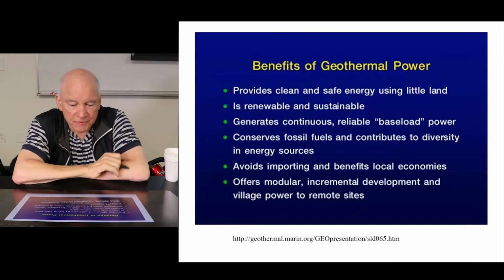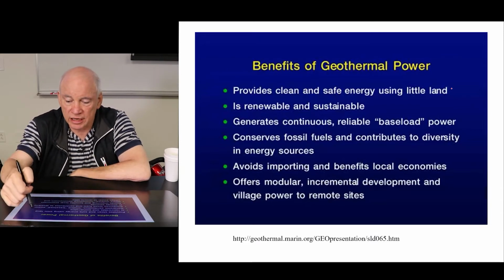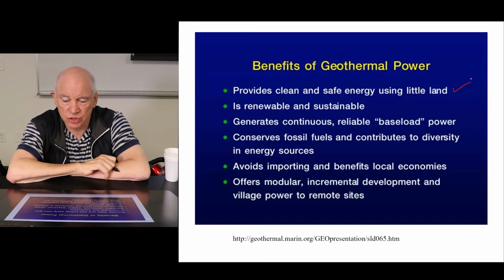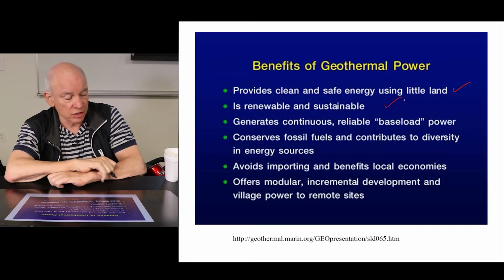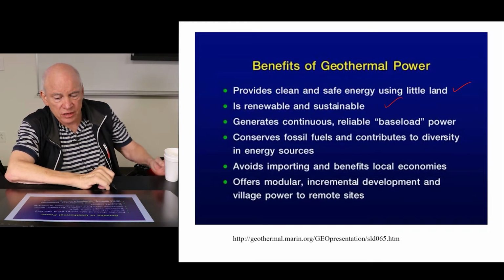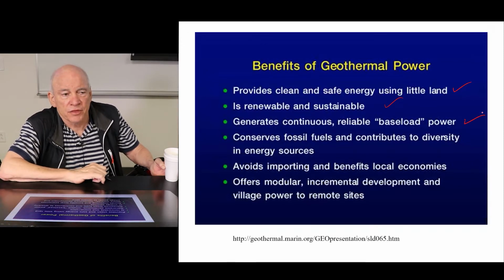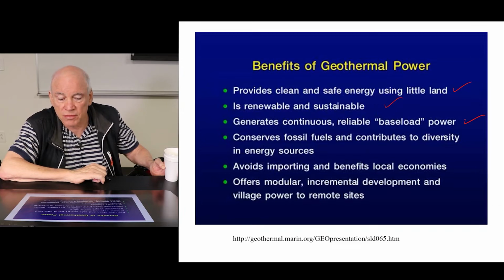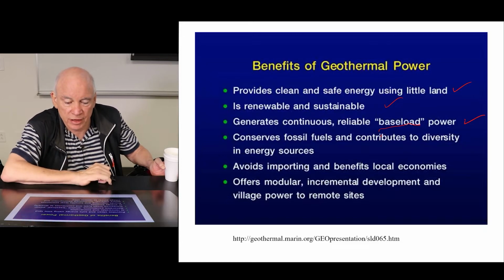So the benefits of geothermal energy are remarkable. First of all, it provides a clean and safe energy which uses very little land. It's renewable and sustainable if you manage the resource well and re-inject. It generates continuous, reliable base load power. That means it's not subject to whether the wind blows or the sun shines like wind and solar are, but it stays hot and generates about the same amount of steam all of the time. That's called base load. Very important to be able to provide the base load.